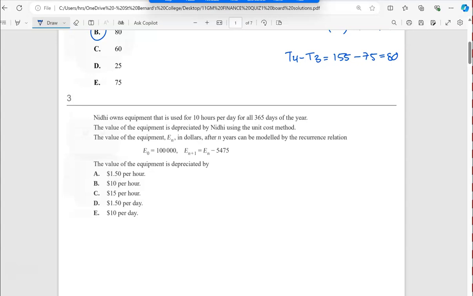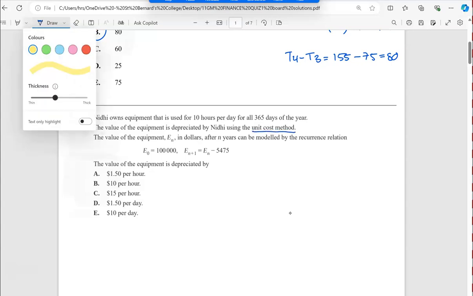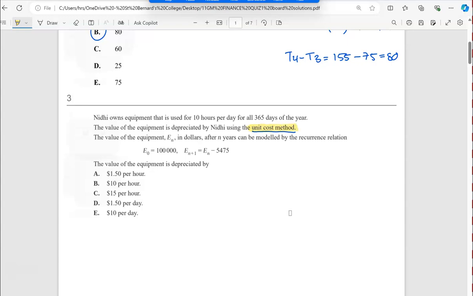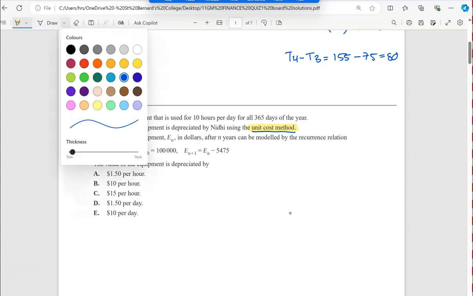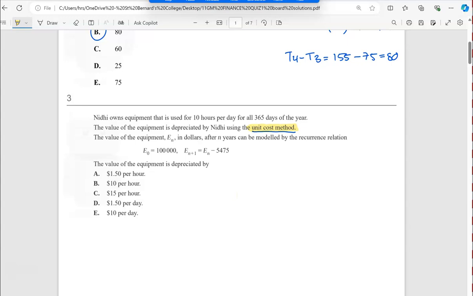Nidhi owns equipment that is used 10 hours per day for 365 days in the year. The value of the equipment is using the unit cost method. So remember, you're going to have to start getting used to that, because it may mean you need to go to your formula sheet for unit costs. Now, it says the value of the equipment can be used after n years. So you've got to be careful. This is a formula for n years.